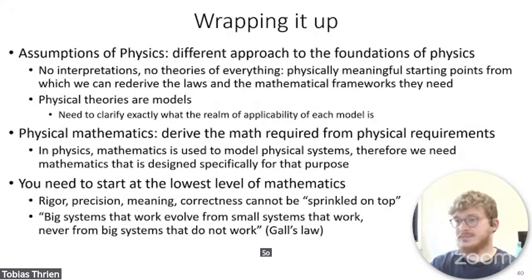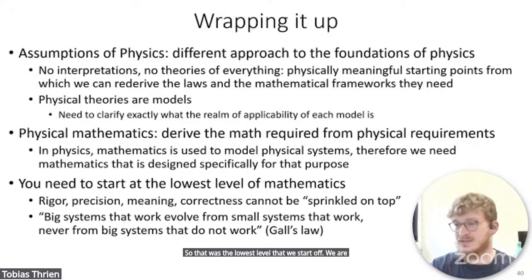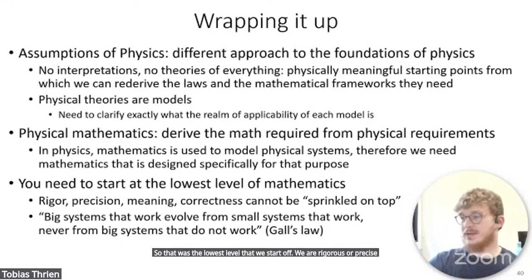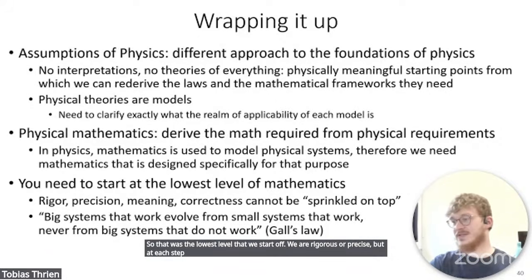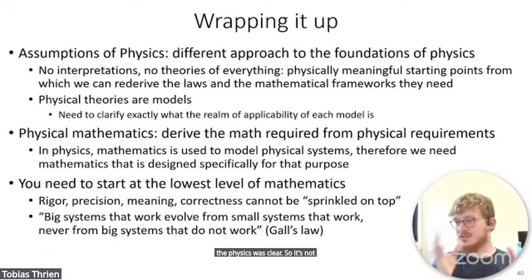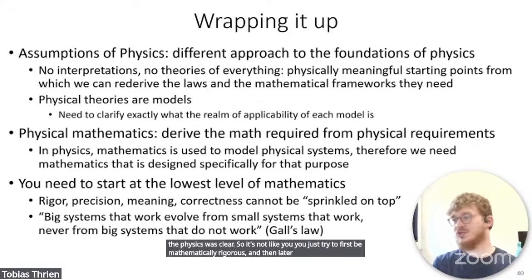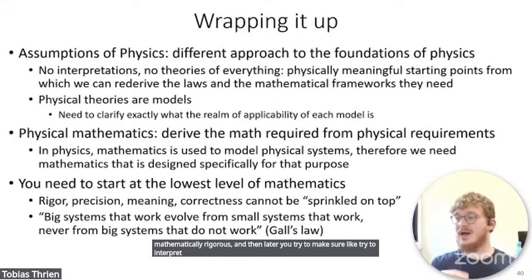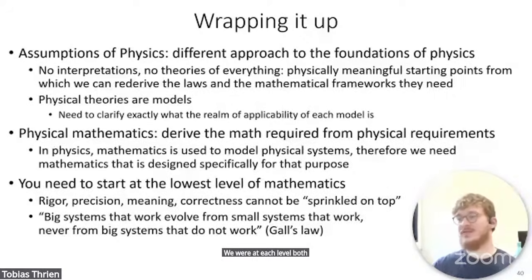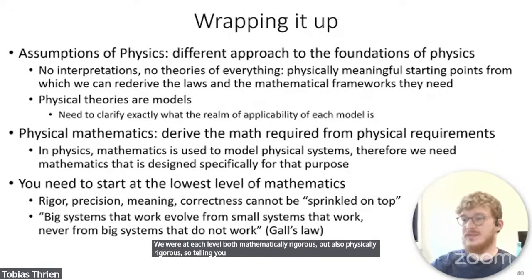So really, we pick physics as the starting point. That was the lowest level that we start off with. We are rigorous, we're precise, but at each step the physics was clear. So it's not like you first try to be mathematically rigorous and then later try to interpret it and put the physical meaning in afterwards. We were at each level both mathematically rigorous and physically rigorous, telling you at each step what things mean.